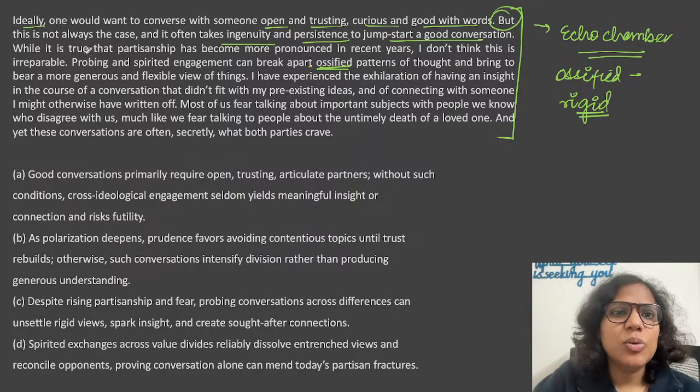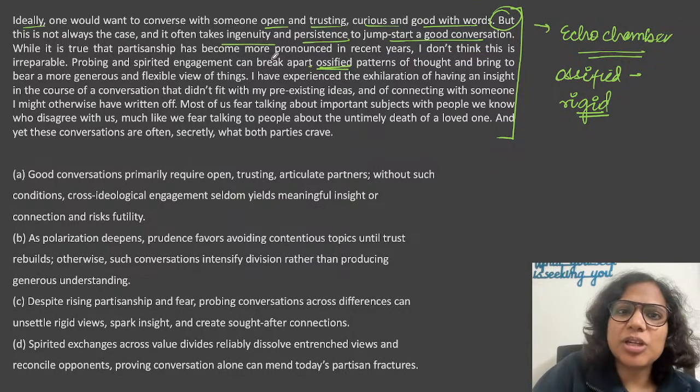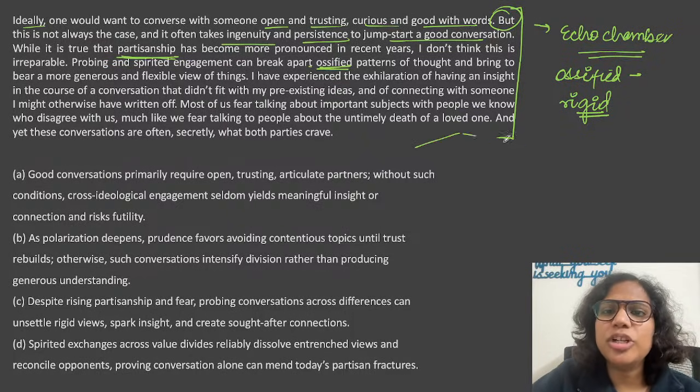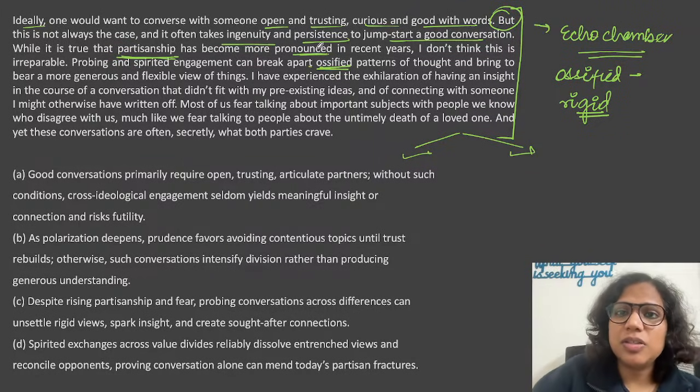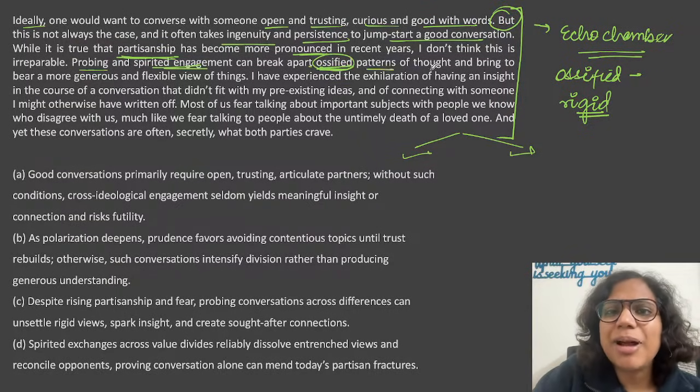right? While it is true that partisanship has become more pronounced in recent years, partisanship when you hold different views, especially political views, it has become more pronounced, has increased in recent years. I don't think this is irreparable. Probing and spirited engagement can break apart rigid patterns of thought.